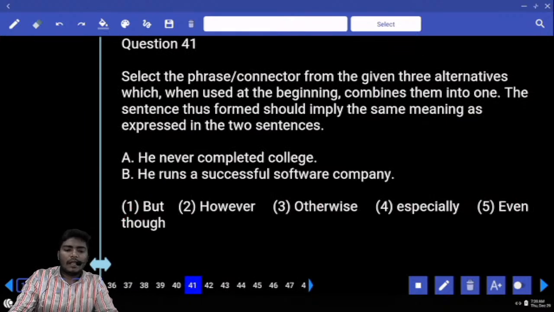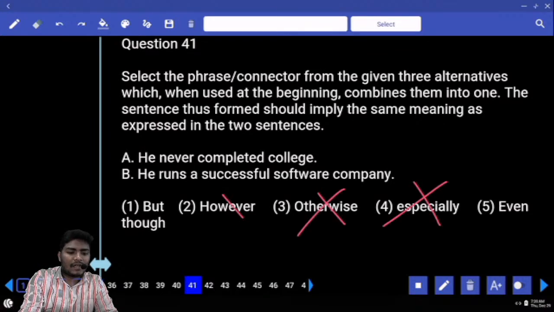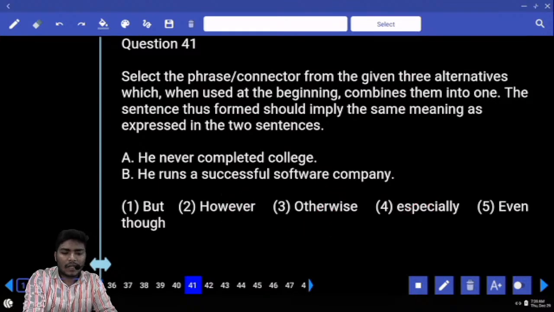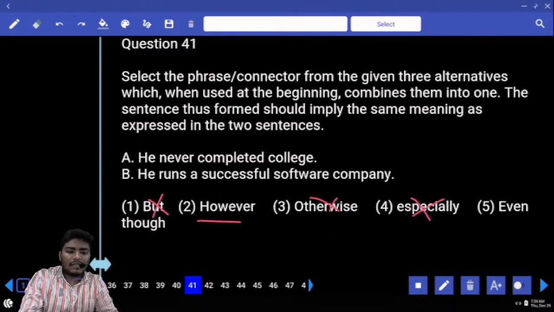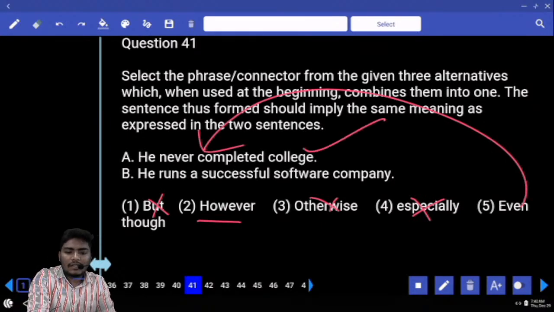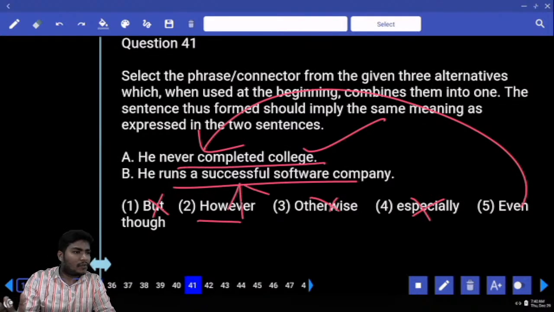Move to 41. He never completed college. He runs a successful software company. We are referring to a contradictory statement case here. He did not complete college, but still he is running a successful software company. But, however, otherwise, especially, even though, what can we use? Can you tell me? Especially, otherwise condition, however condition not possible. However, of course, we can also use however, but it is not sensible. Now, however or even though. Even though he never completed college, he runs a successful software company. He never completed college. However, he runs a successful software company.